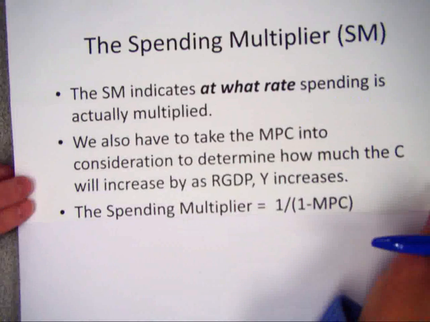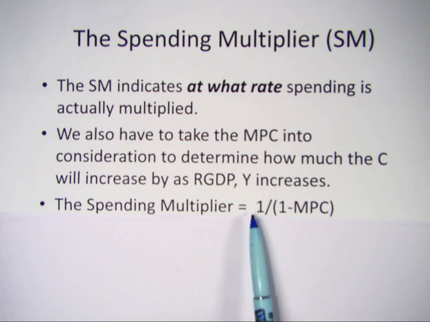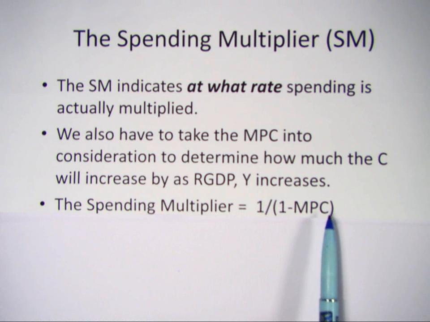The spending multiplier is the tool we're going to use to identify at what rate spending is actually multiplied. But we do have to take the MPC into consideration. This, as you remember, is the marginal propensity to consume. The marginal propensity to consume is the inclination to consume additional dollars of income. If my income goes up by, we'll just say $10,000, I'm not going to consume the entire $10,000. I will save a portion of it as well. So the spending multiplier is equal to 1 divided by 1 minus the MPC.